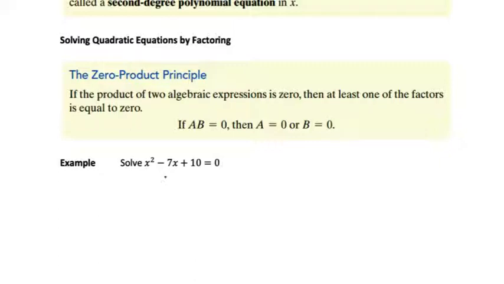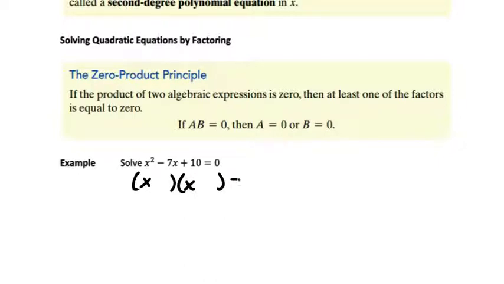So for example, if I want to solve x squared minus 7x plus 10 equals 0, I need to get the x by itself. Well, it's hard to do that when I have x squared and x, and I can't combine those together because they're not like terms. So in order to use the zero product principle, I need a product, or I need two things that are multiplied together. How do I get this into two things that are multiplied together? I factor it. So, set up my parentheses.